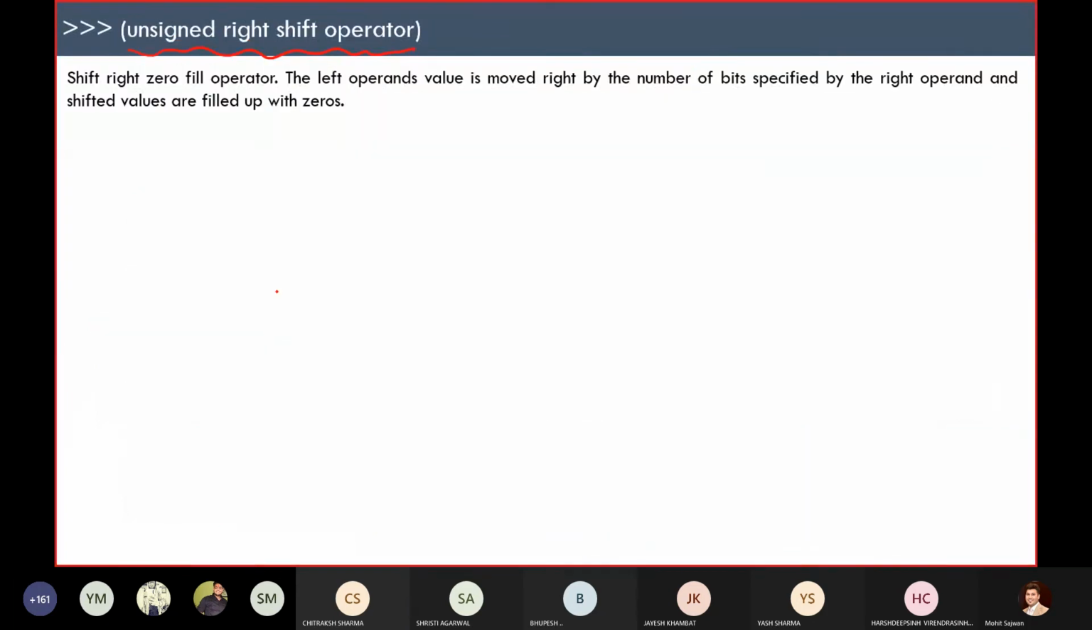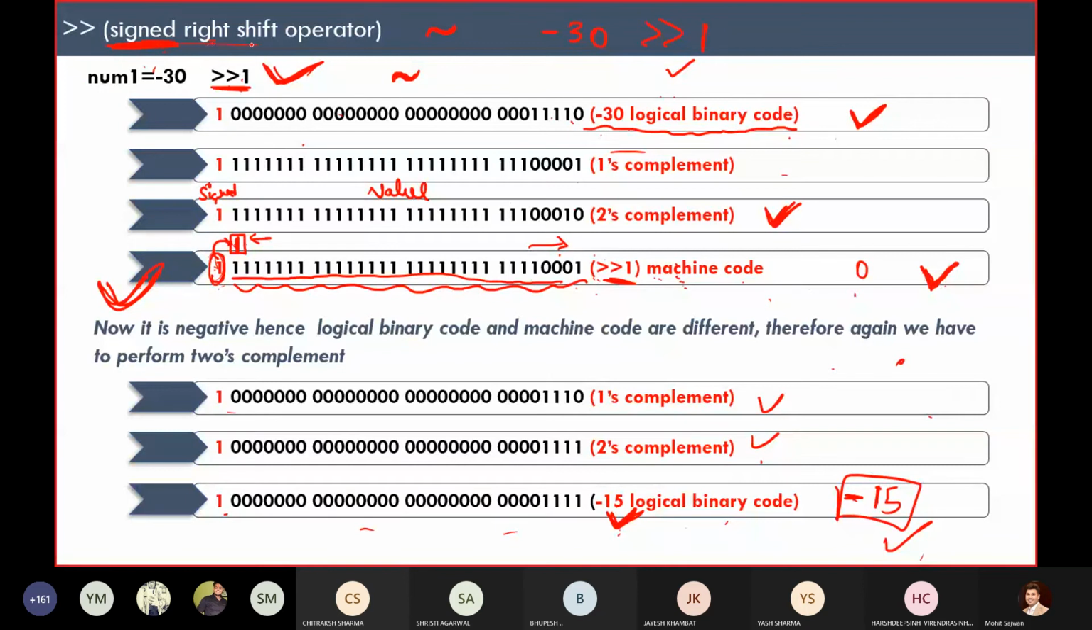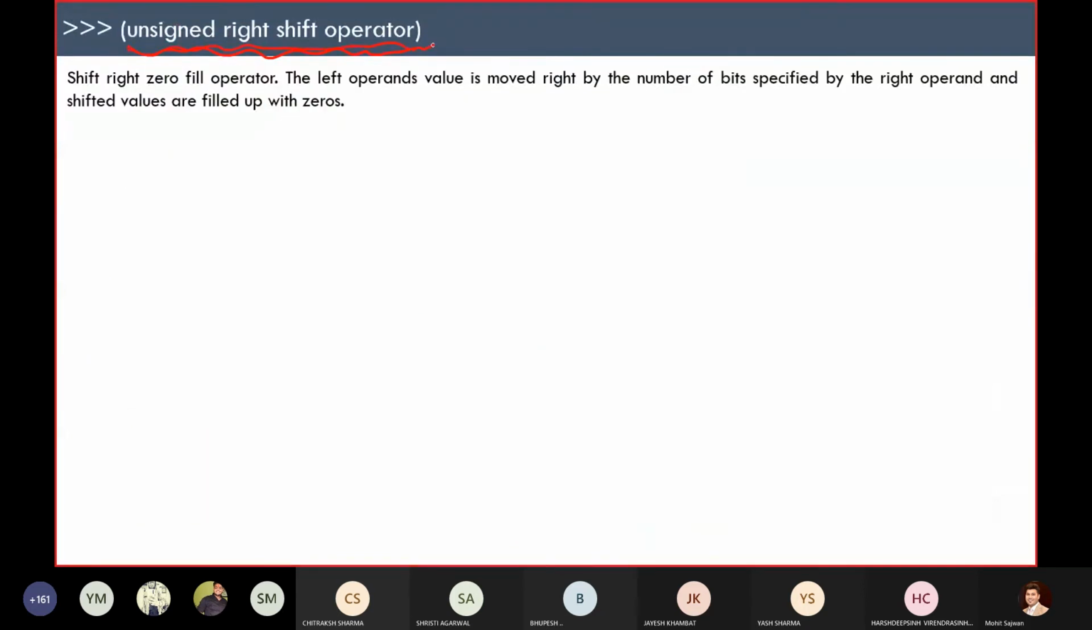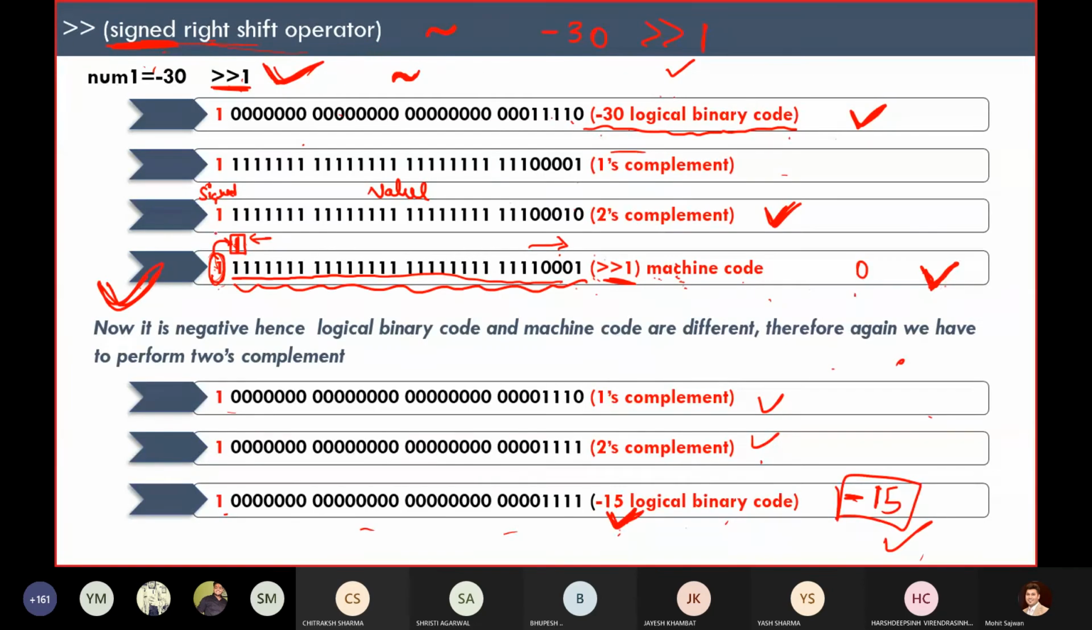Now similarly, we have the signed right shift operator and we have the unsigned right shift operator. The difference is again the same. While here in this scenario we are performing the same operation like that, in the case of your unsigned right shift operator, what we are going to do is enter a 0 bit here. Okay, it means we are going to make our negative number positive, you can call it that. We are going to convert our signed bit into unsigned.